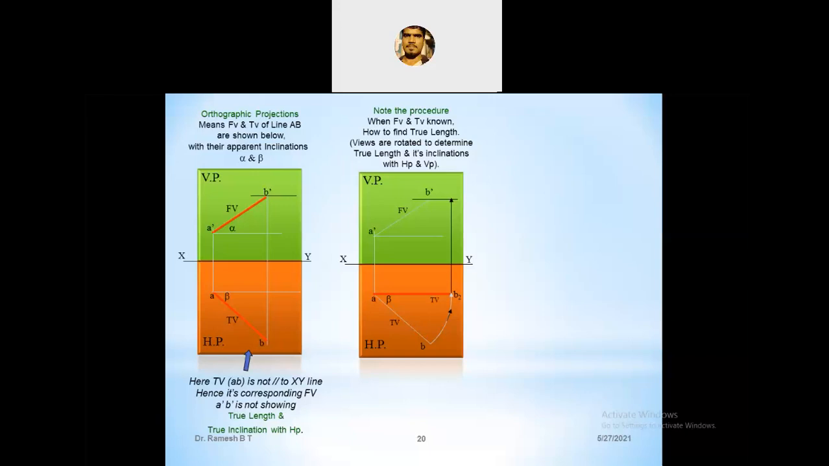After drawing all the apparent lengths, you have to draw locus of A, locus of B, locus of A dash, locus of B dash. So you have to draw four locus lines, with respect to the front and top view. Locus means a horizontal line.